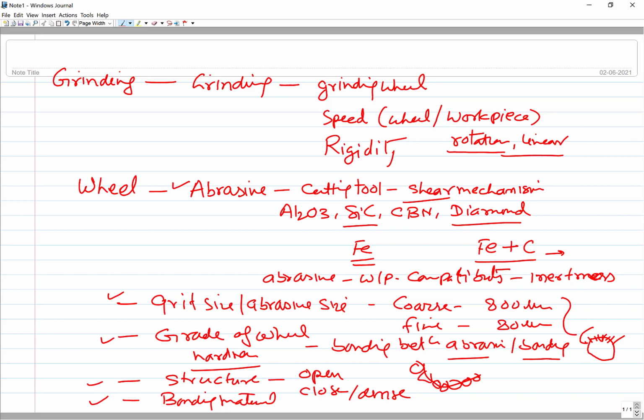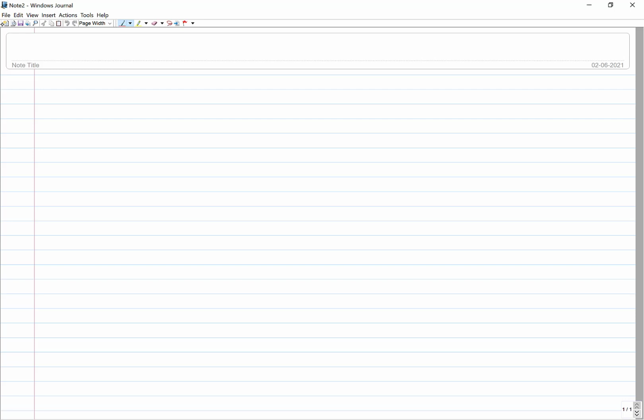Okay, so going into the abrasives in detail. Since grinding is used for finishing not just soft but very hardened materials also, like ceramics, carbides, hardened steels, abrasives must be hard enough.